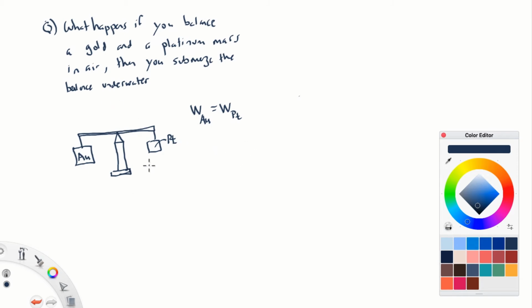Now, what happens if you were to take this whole situation and put it underwater? I'll just redraw it. If you take this entire thing, with the gold block on this side and the platinum block on this side, and you submerge it, what's going to happen? Well, what do you think? This side is going to move upward, and this side is going to move downward. Why do you think that is?